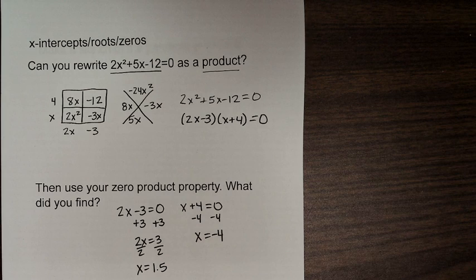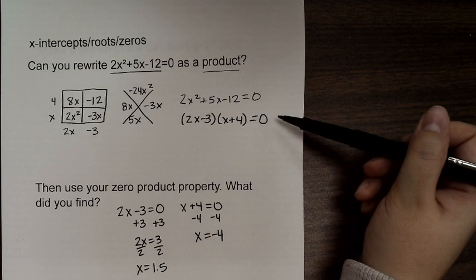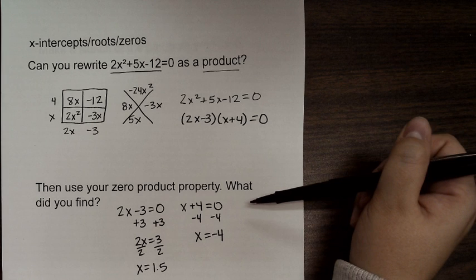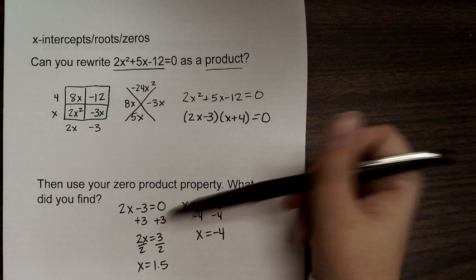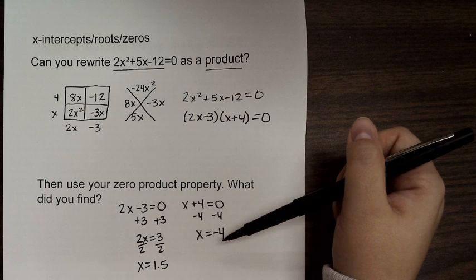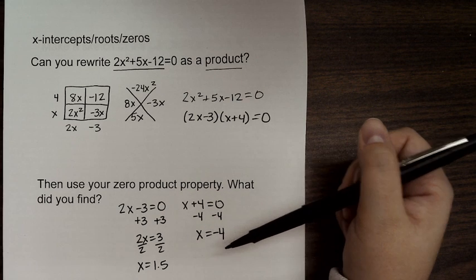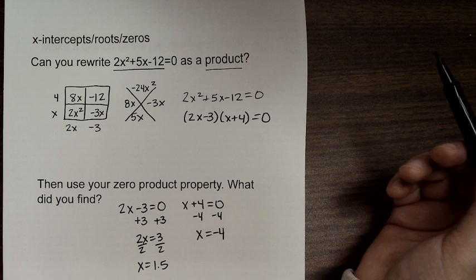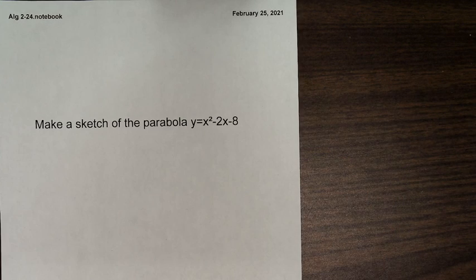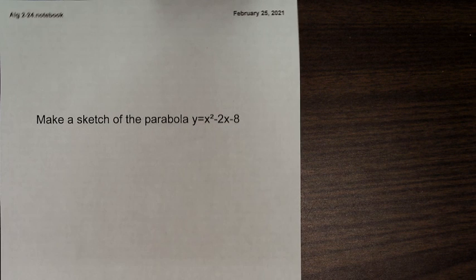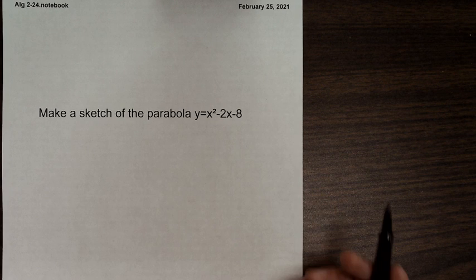And because we set y equal to 0 and solved for x, these are our x-intercepts. Negative 4 and 1.5 is where our line is going to cross the x-axis. So let's look at a problem from start to finish. And we're going to use it to help us make a sketch of our parabola.